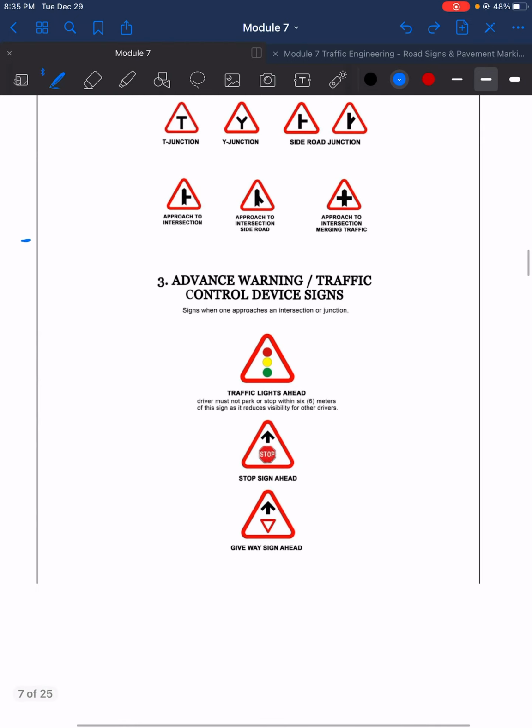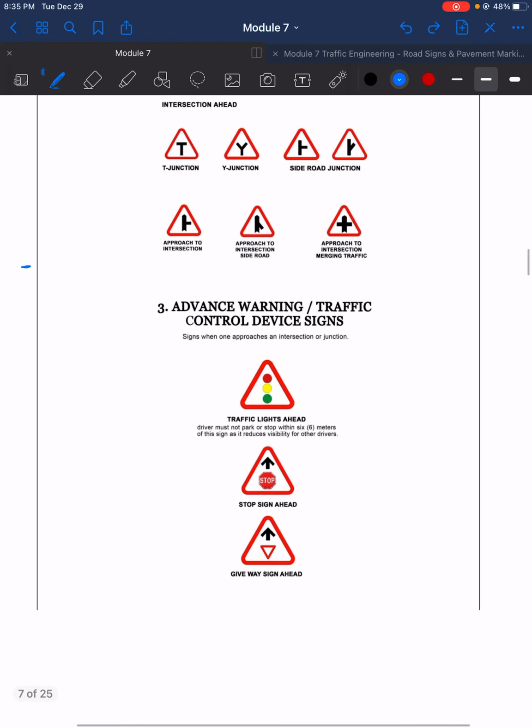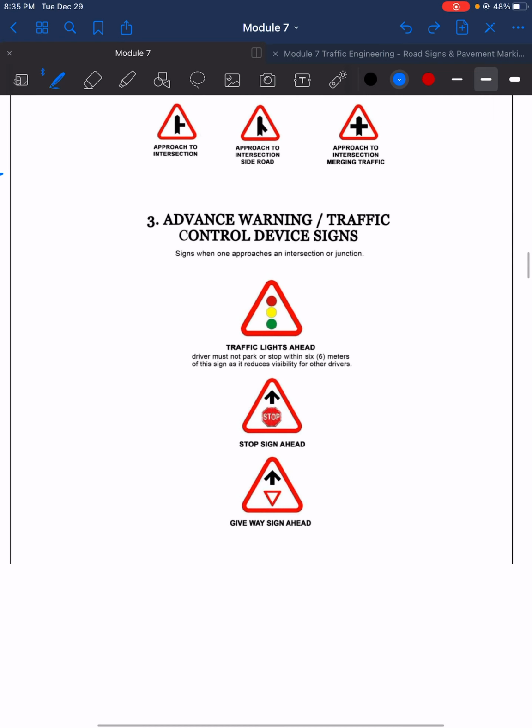Next, the number 3, we have there the advance warning or traffic control device signs. Signs when one approaches an intersection or junction. So we have there traffic lights ahead, and driver must not park or stop within 6 meters of the sign as it reduces visibility for other drivers. Stop sign ahead, and then give way sign ahead.